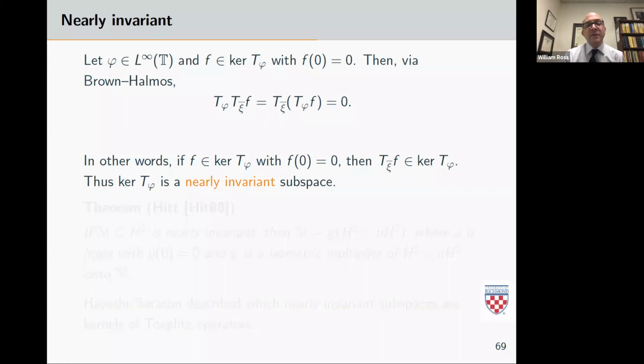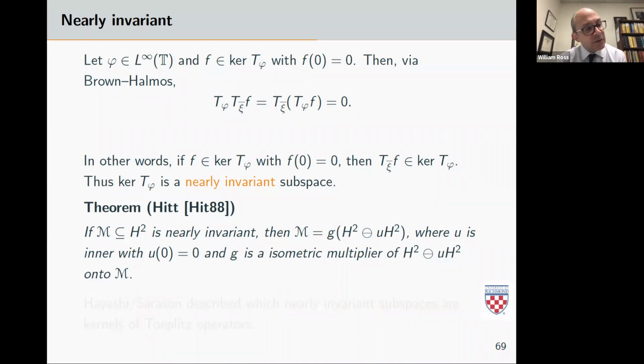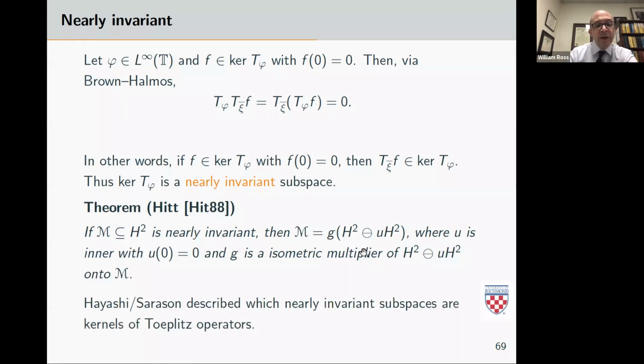All right, there's a lot of work on these things, and there's continuing work going on about these now in various different settings. David Hitt actually computed all the nearly invariant subspaces, and they're essentially a model space times an isometric multiplier of the model space back onto the nearly invariant subspace. I don't want to dwell on the details here, but just so you know that the nearly invariant subspaces are known. Now, every kernel of a Toeplitz operator takes this form. It's a nearly invariant subspace, but not every nearly invariant subspace is the kernel of a Toeplitz operator. And I'll just mention Eric Hayashi and Donald Sarason have results which describe which nearly invariant subspaces are kernels of Toeplitz operators.